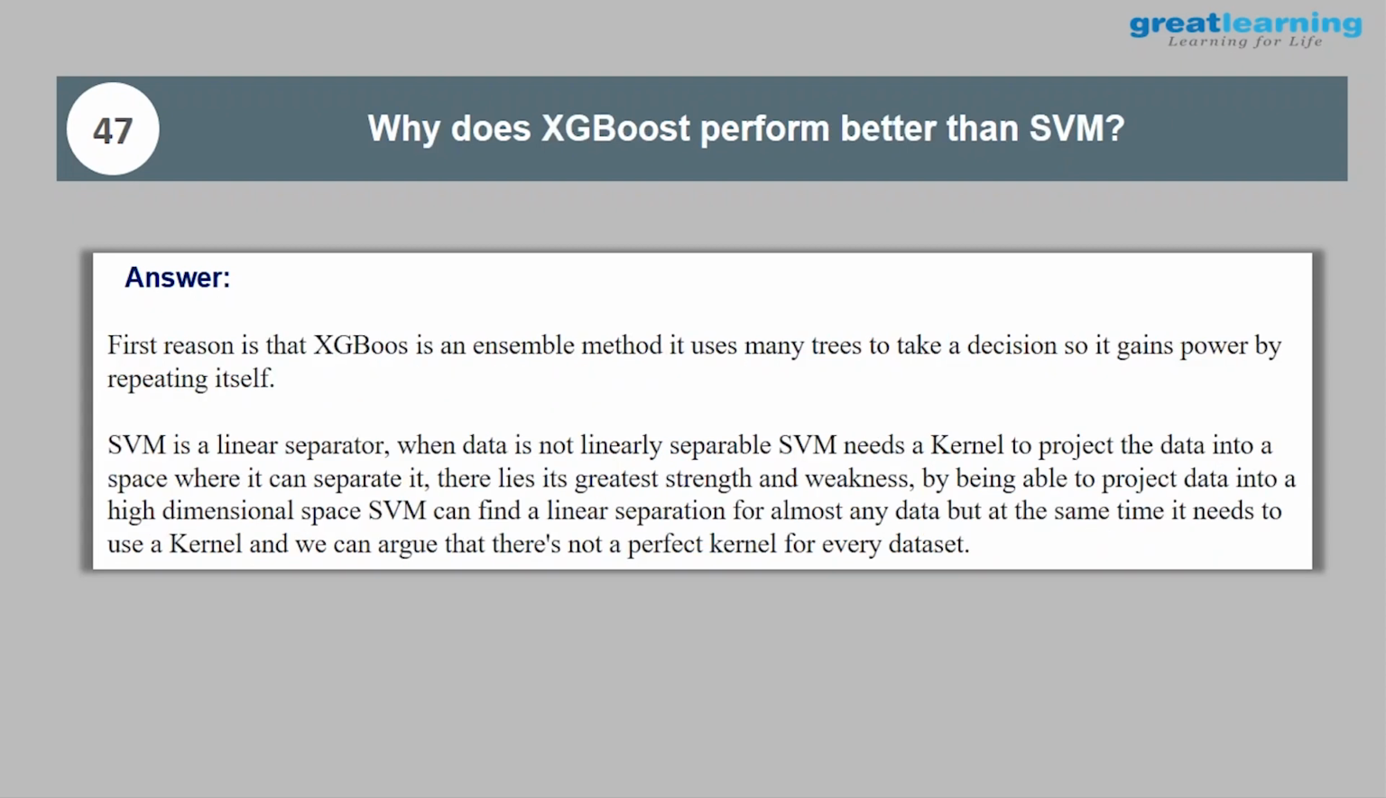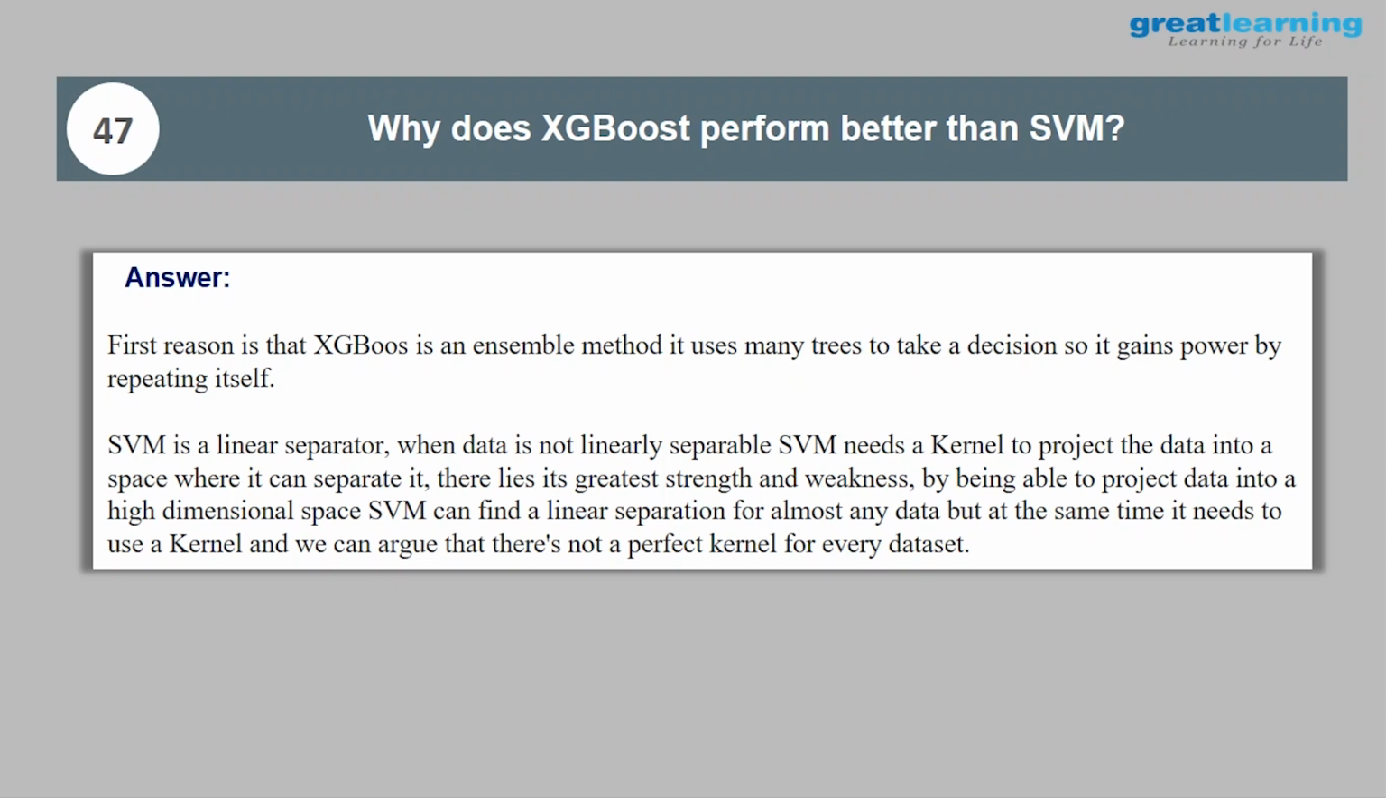Now let's have a look at why XGBoost performs better than SVM. The first reason is that XGBoost is an ensemble method. It uses many trees to make a decision, so it gains power by repeating itself. SVM is a linear separator. When data is not linearly separable, SVM needs a kernel to project the data into a space where it can separate it. There lies its greatest strength and weakness.